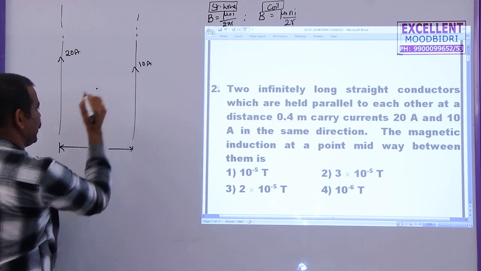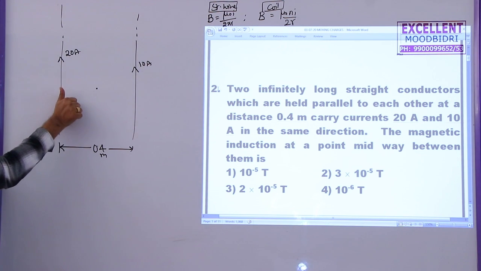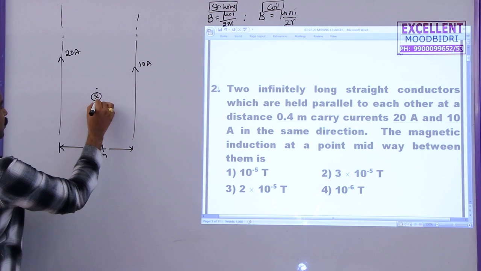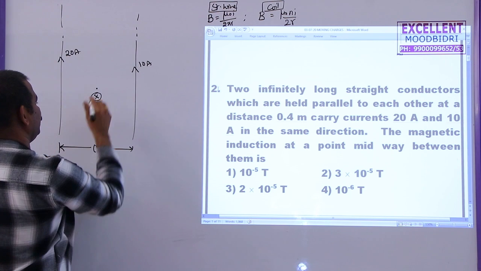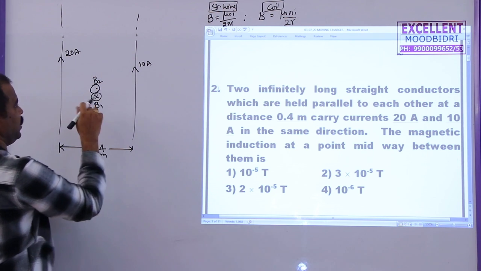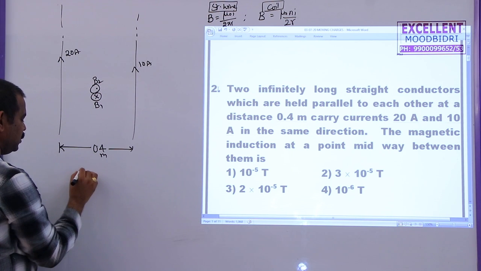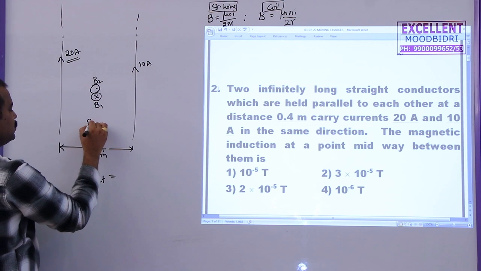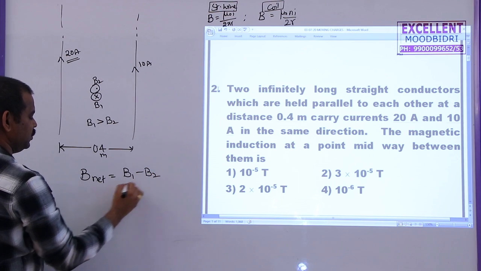So here I want to find out the magnetic field. Remember, by using Ampere's right hand thumb rule, when the current is flowing in this direction, the field here due to this first wire will be inside. So B1 will be inside, and here for this current B2 will be outside. So at this point we have two fields which are acting in opposite directions. So what is the net field here? B net is given by, as this current is more, we can say B1 greater than B2. So this is B1 minus B2.